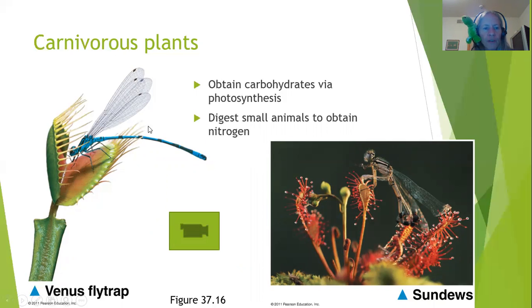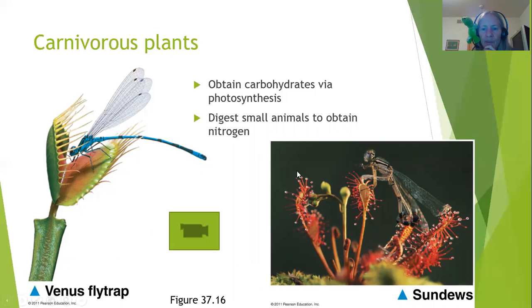If everybody's familiar with Venus flytrap, it'll close that trap and trap in the dragonfly in this case, or flies, and then it will secrete some digestive enzymes into that space, and it will digest that animal and use that nitrogen to help it make its own amino acids.